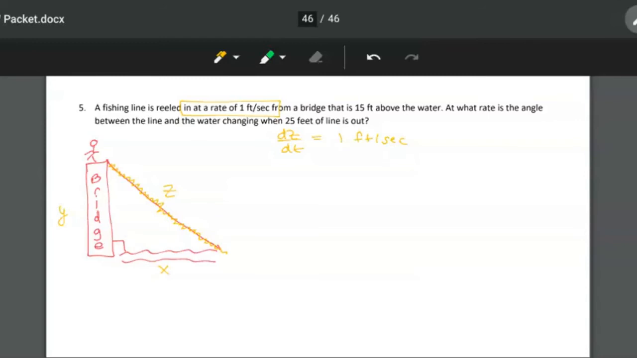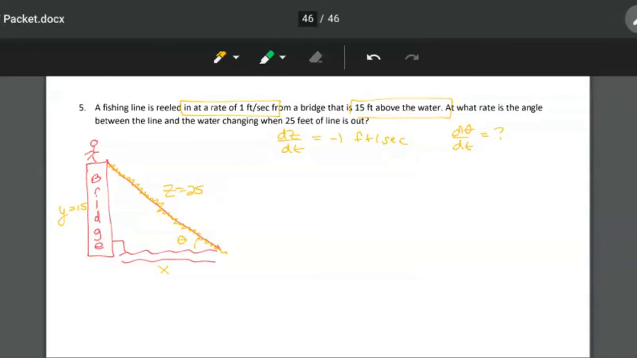That distance Z is getting smaller, so I believe that should be a negative number. Then they said the bridge is 15 feet above the water, so Y is 15. And it says, at what rate is the angle between the line and the water changing? That angle is right here, theta. So that's what they want to know: d theta dt when 25 feet of the line is out. So Z is 25.